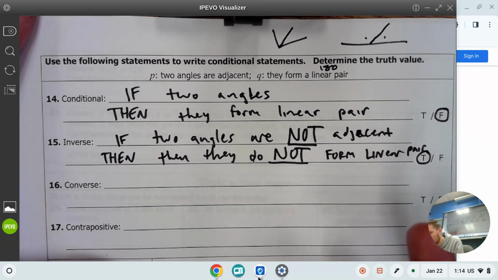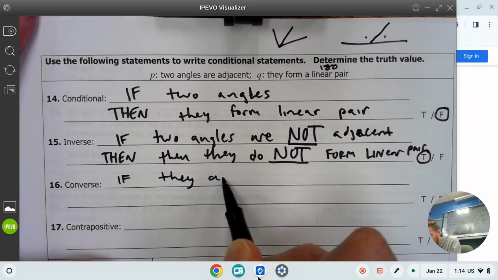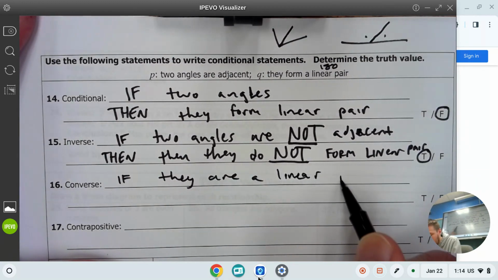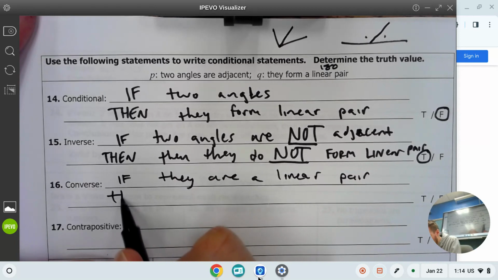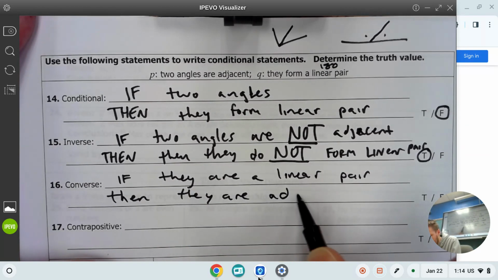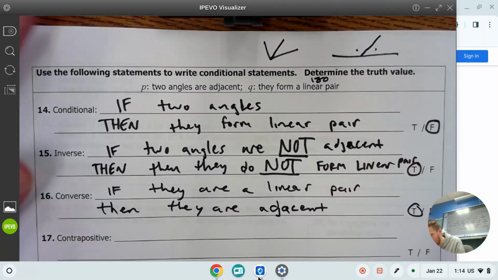Converse means switch them up. If they are a linear pair, then they are adjacent. I think this looks pretty good. If you are a linear pair, then you are adjacent.